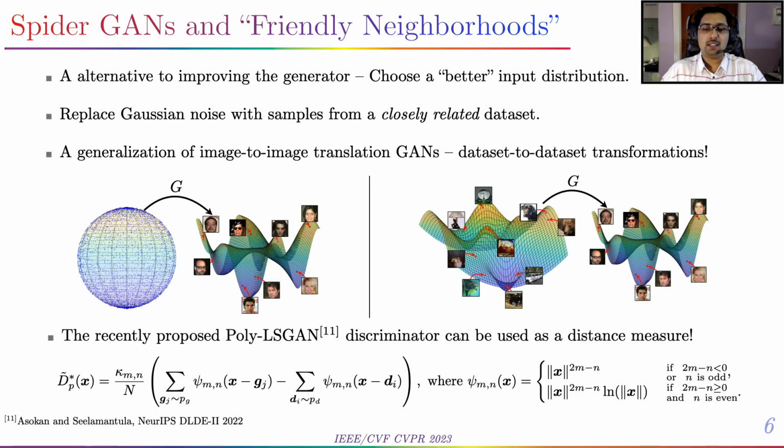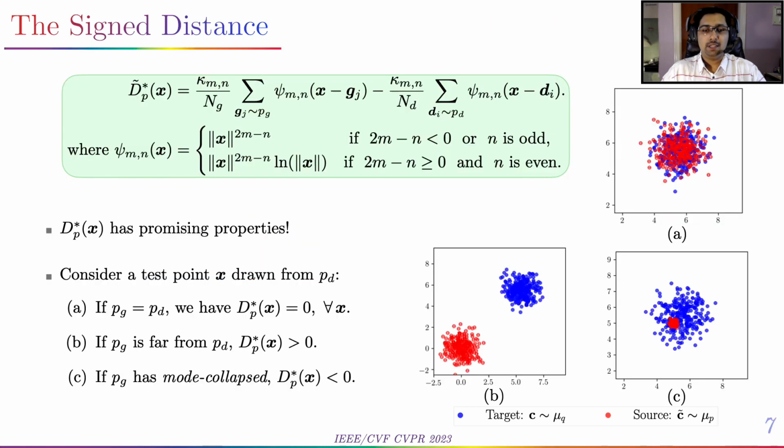To quantify these distances between sources and target datasets, we leverage the kernel-based poly-LSGAN discriminator, which involves a polyharmonic spline interpolator defined over the source and target samples. In particular, we observe that given the discriminator function dp star and a test sample x drawn from the target, the function is 0 when the source and targets coincide, as seen in the case of A. The function is positive when the source is far away from the target, as seen in B, and the function is negative when the source has mode collapsed into the target, as seen in C.